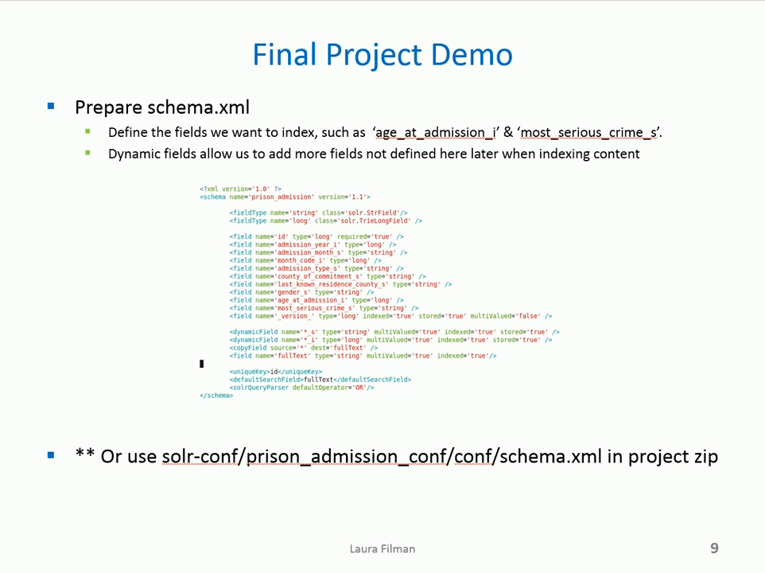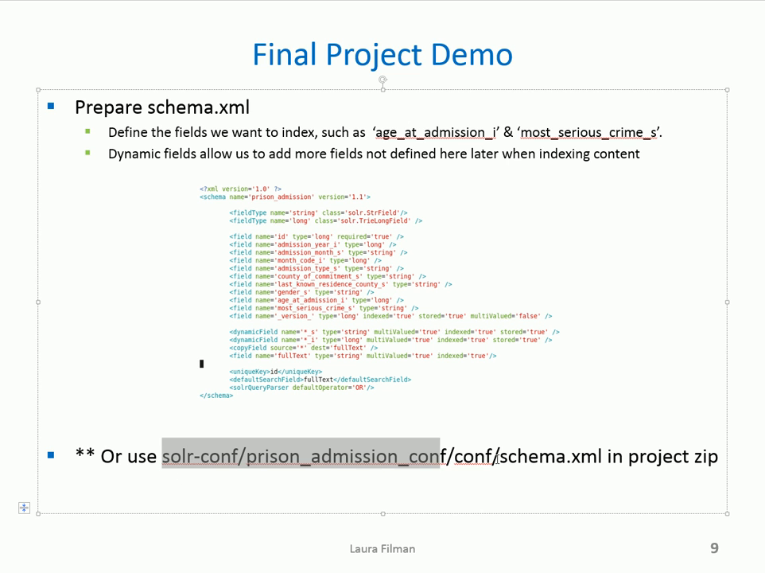Okay, if you want this file, you can take a CSV file that you have, and you can map these pretty closely and create your own Solr schema. But if you want this one particularly, it's in the project zip.